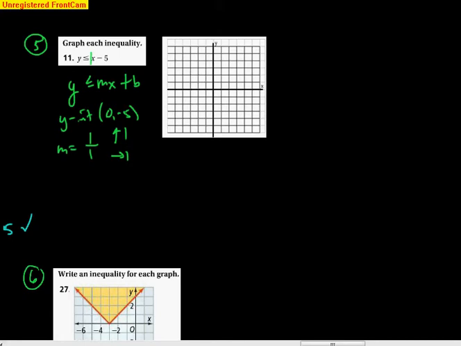And now we start with our y-intercept. y is this axis, so go down 5. 1, 2, 3, 4, 5. Count your slope. Up 1 to the right 1. There's my second point. It is equal to. Equal to means solid line.